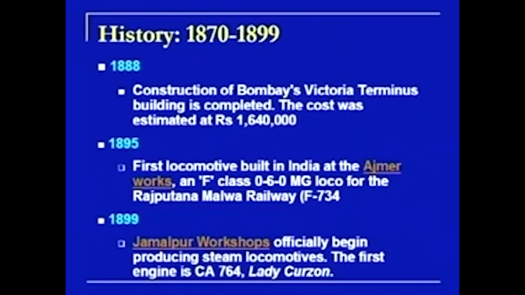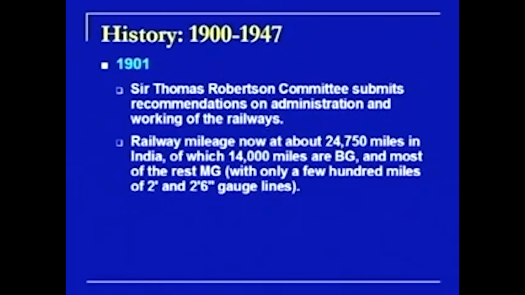Another big aspect which came up in 1888 was the construction of the Victoria Terminus building in Bombay. Today it is named Chhatrapati Shivaji Terminus. The first locomotive was built in India at the Ajmer Works in 1895. Then the Jamalpur workshop officially began its production of steam locomotives in 1899. There were some more committees which tried to improve the administrative and operational aspects of the Indian railways, that is, the British railways at that time.